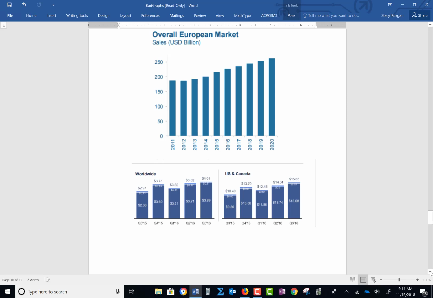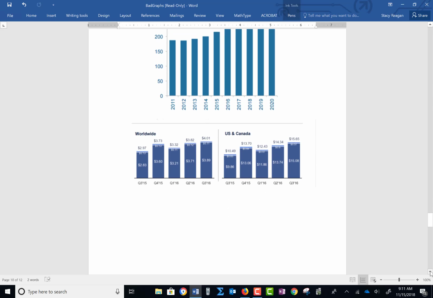This one, I look at worldwide and US and Canada, and if you look at the one on the far left that's labeled 297 and the one on the far left of the US Canada that says 1049, those look like they're about the same size, but 10 is way bigger than 2, so the scale is not accurate on those graphs.